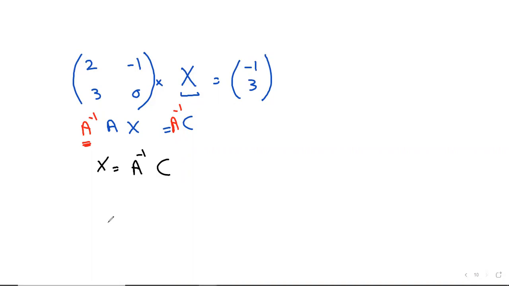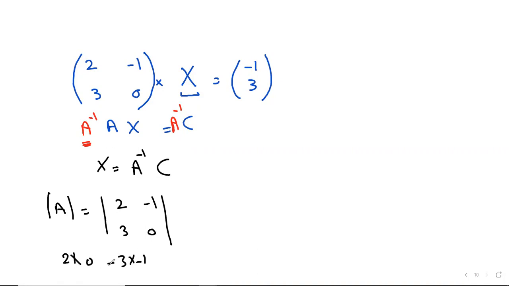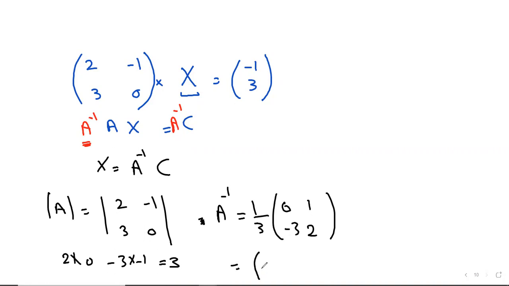So we need to find the multiplicative inverse of A. How can we find it? Find the determinant of A. What is the determinant of A? The product of the main diagonal, 2 times 0, minus 3 times negative 1, 0 plus 3, so it's 3. And then A to the power of negative 1, it's 1 over 3. Then exchange 2 and 0, 0 and 2, change the sign, 1 and negative 3. So that is going to be 1 over 3 times 0, 0, 1 over 3 here. And here it's negative 1, and 1 over 3 times 2, it's 2 over 3.